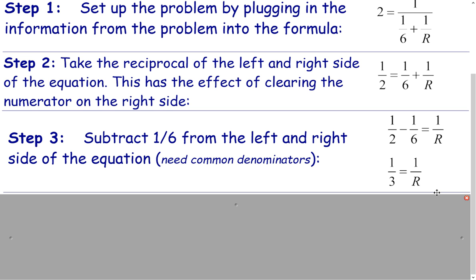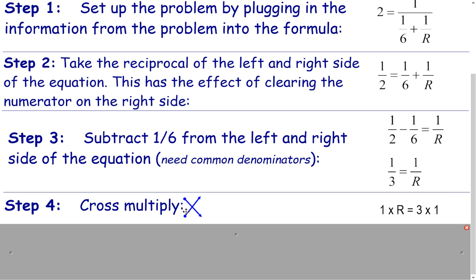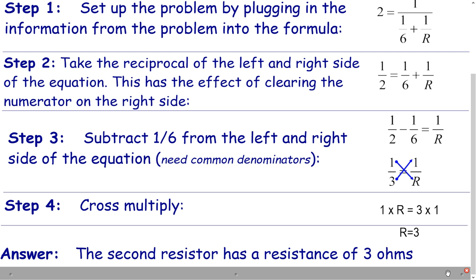But if it wasn't as easy to see, you'd finish this by cross multiplying. So 1 times R equals 3 times 1. When you cross multiply, you end up with R equals 3. And the second resistor has a resistance of 3 ohms. And you could go back to the original information they gave you and check your answer, which we'll do on our next problem.